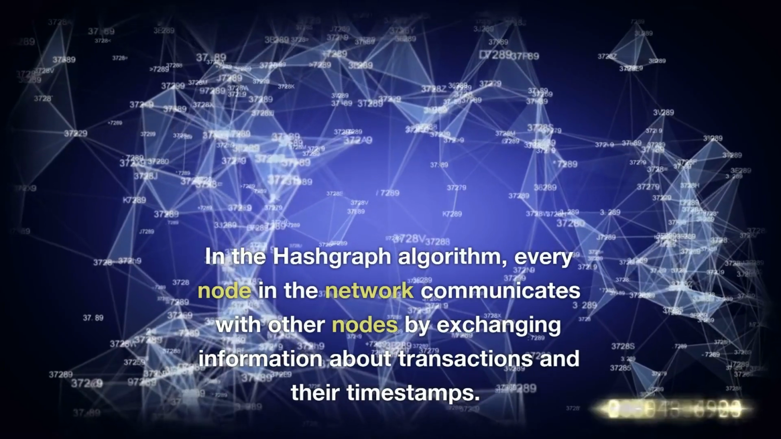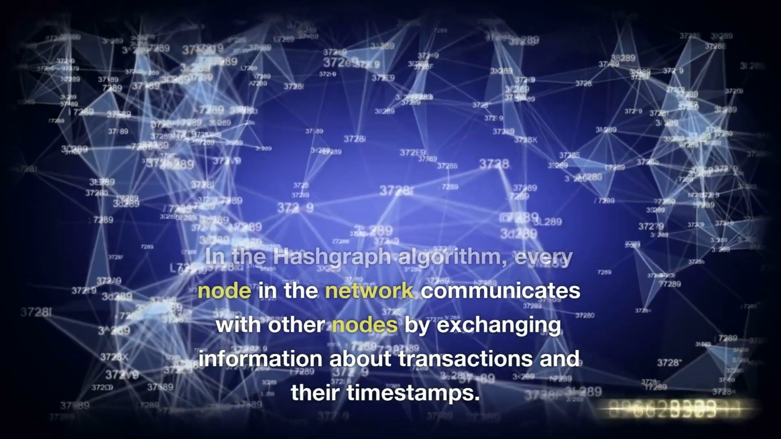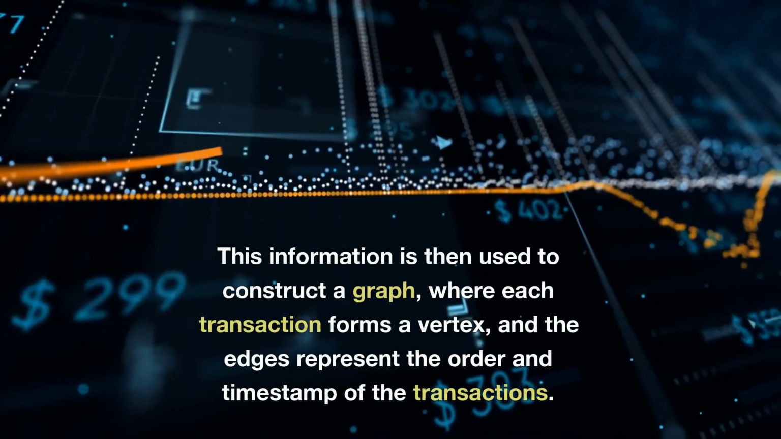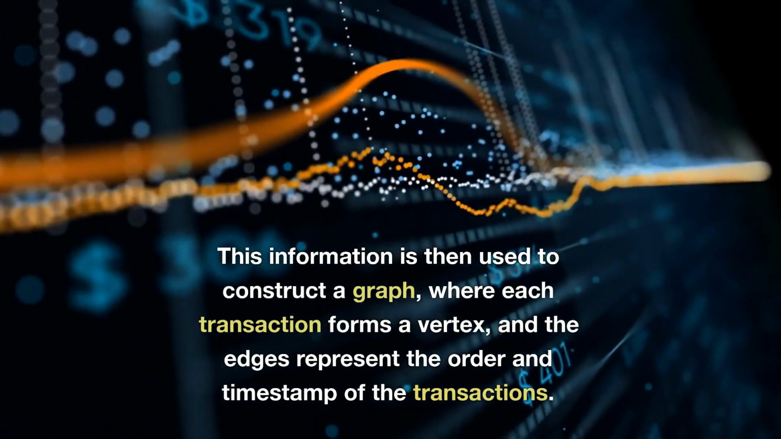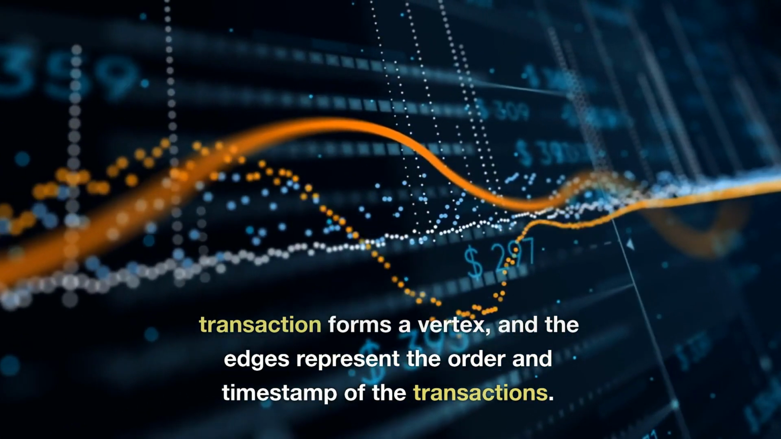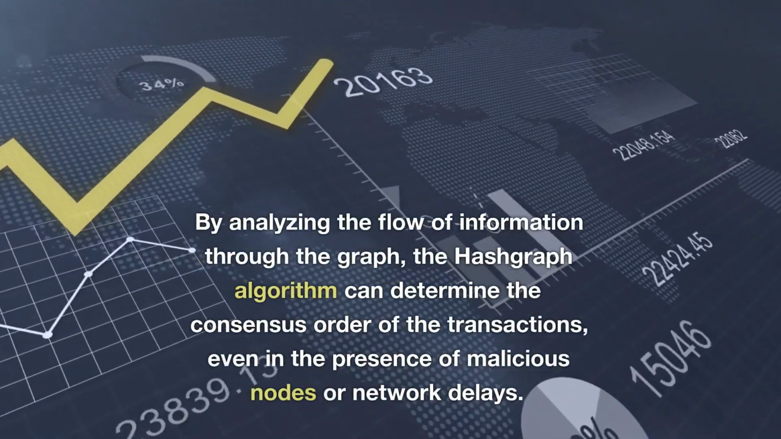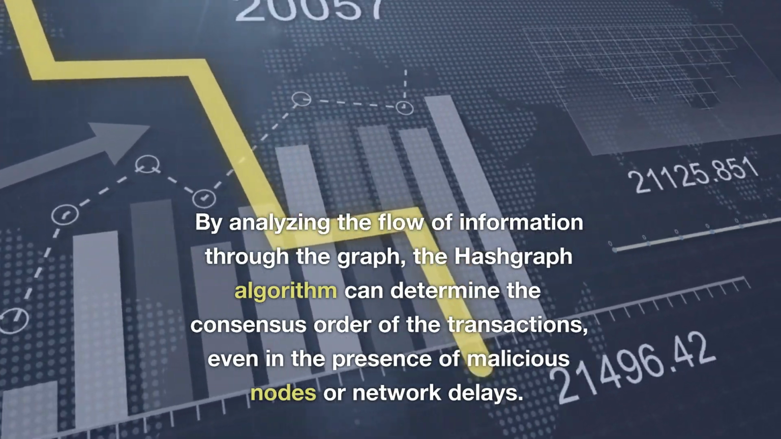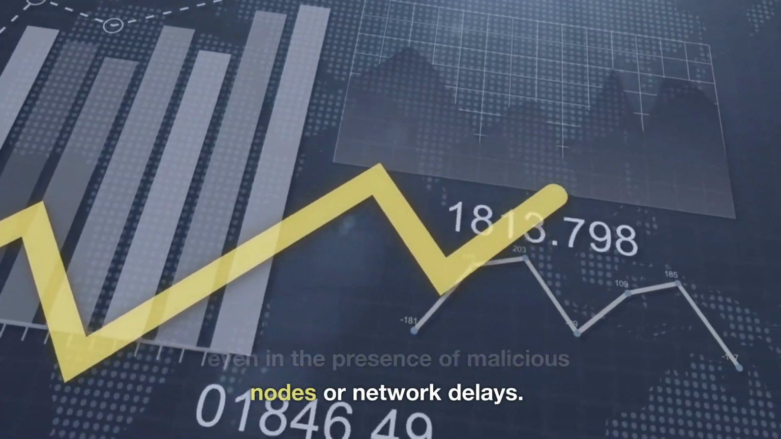In the Hashgraph algorithm, every node in the network communicates with other nodes by exchanging information about transactions and their timestamps. This information is then used to construct a graph, where each transaction forms a vertex, and the edges represent the order and timestamp of the transactions. By analyzing the flow of information through the graph, the Hashgraph algorithm can determine the consensus order of the transactions, even in the presence of malicious nodes or network delays.